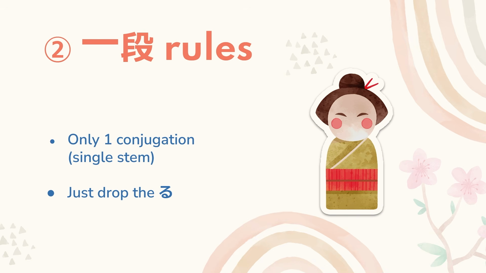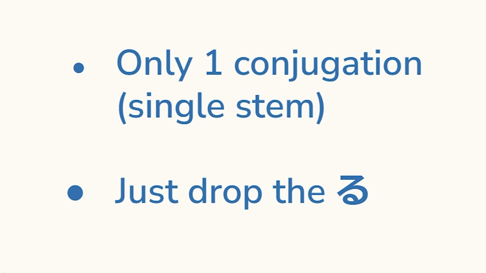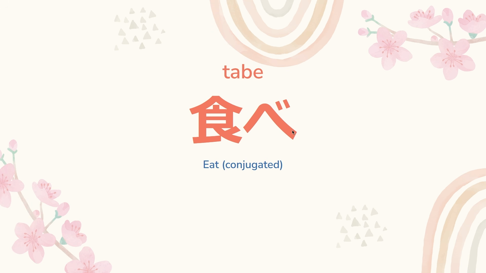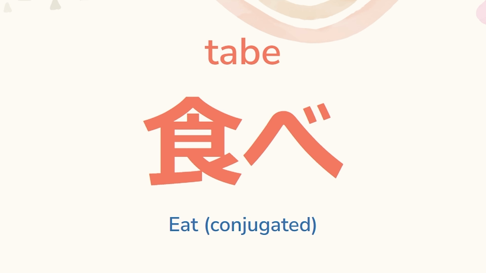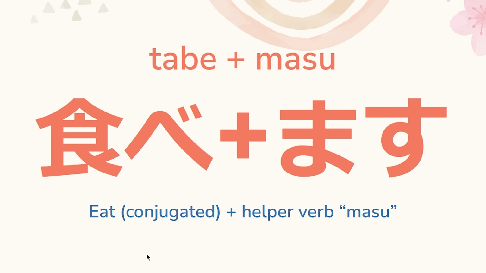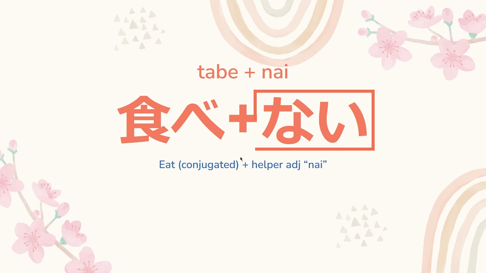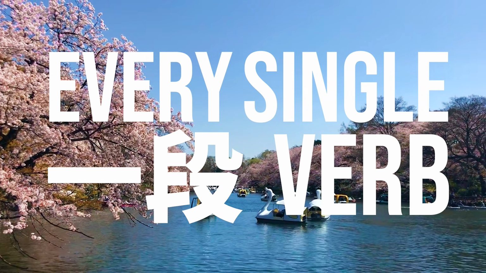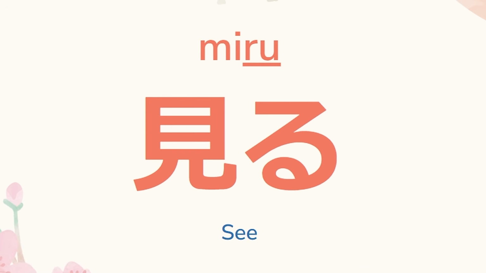What that means is that there is only one way these verbs can change, and that is to drop the ru. For example, let's take a look at taberu. There is only one way to conjugate taberu, and that is to drop the ru, which means that the conjugated form of taberu is tabe. And if we wanted to make the word more formal, we would simply add masu onto the end of the conjugated form of the verb to get tabemasu. Similarly, if I wanted to put it into its negative form, I would put the helper adjective nai onto the end of the conjugated form of the verb to get tabenai. This rule applies for every single Ichidan verb, so we can do the same thing for the aforementioned miru and kiru.